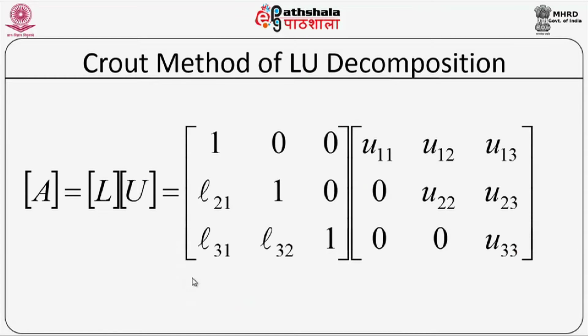This is the third procedure, which is very popular. This is called Crout's method of LU decomposition. Here we are using a slightly different logic than Gaussian elimination. You can see that the matrix A is decomposed into two matrices L and U, where the L matrix has a structure like this, where the diagonal elements are going to be 1, and these are the lower elements, and the upper elements of this matrix L are going to be 0. Similarly, in the matrix U, the lower elements are 0, and the upper elements are U11, U12 and U13.